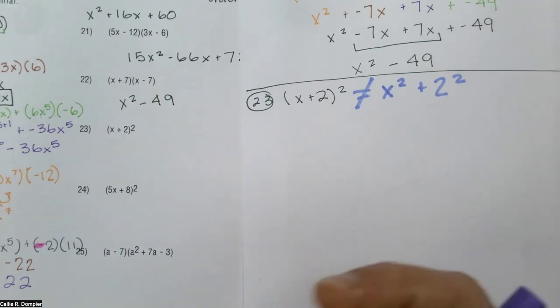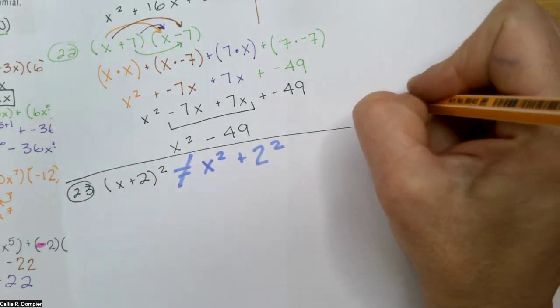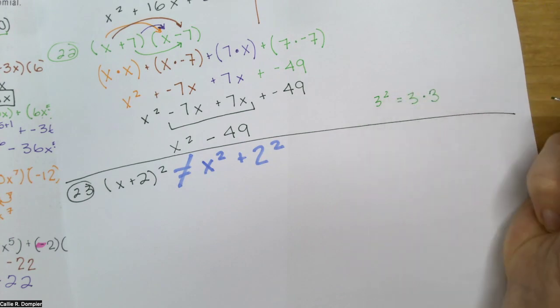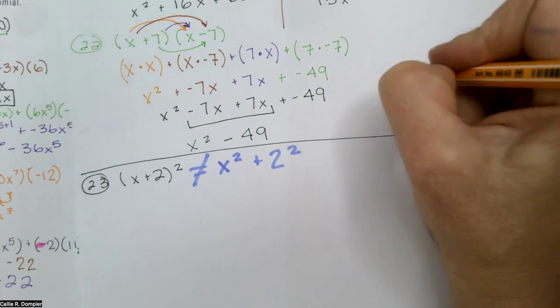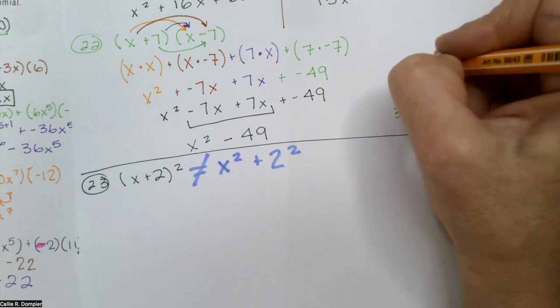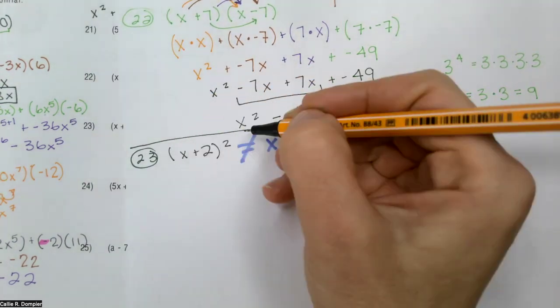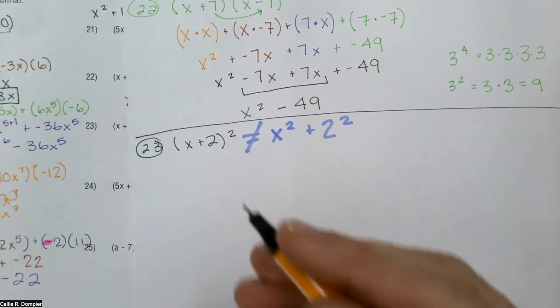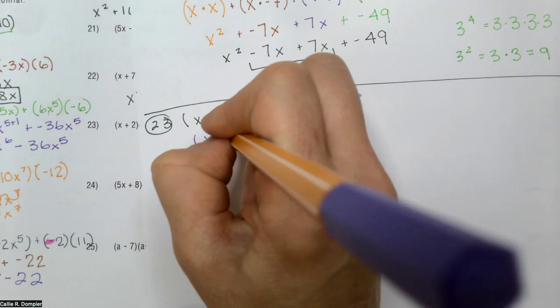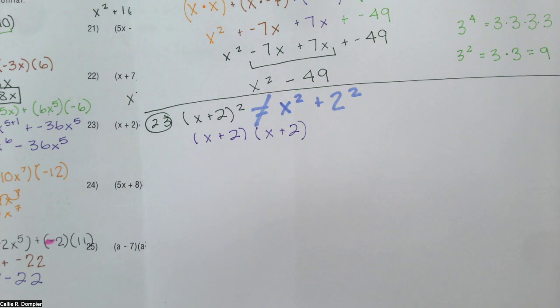What does 3 squared mean? That means 3 times itself that many times. 3 to the 4th means 3 times itself. How many times? 4 times, right? So you're taking that whole thing, multiplying it by itself 2 times. So you're writing the whole thing out and multiplying it by itself. Okay? Very important that you remember that. That will come up again.